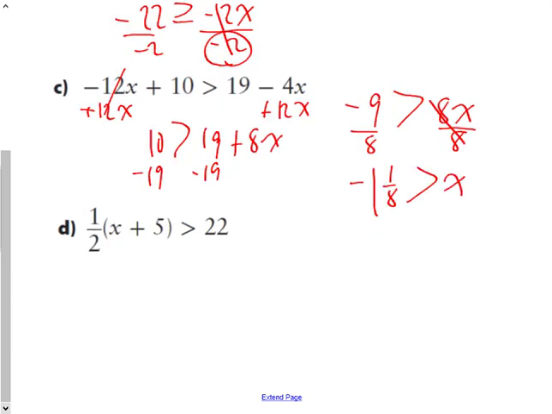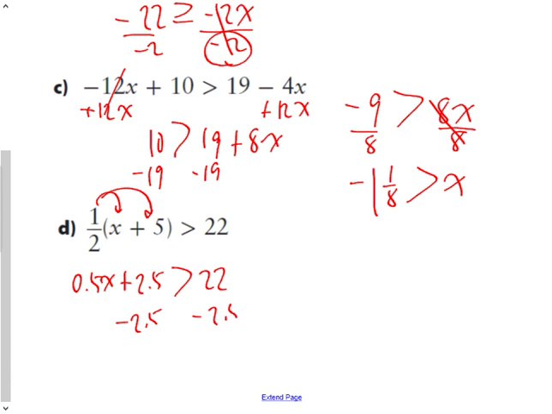And finally, your last one. If you have a distributive property, you should expand it first. So I'm going to expand the distributive property. I get half of x plus 5 over 2 is greater than 22. Now, instead of saying 5 over 2, you could change that to a decimal, 2.5. And instead of saying half of x, you could say 0.5x. Put it down to decimals, which is easier than fractions.